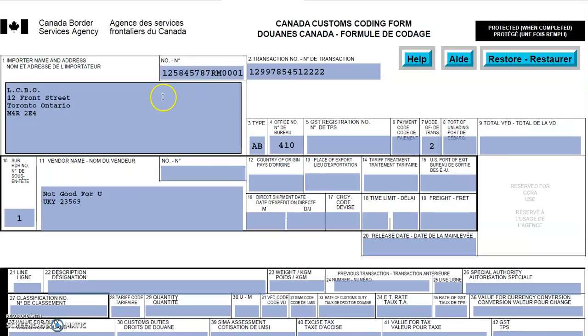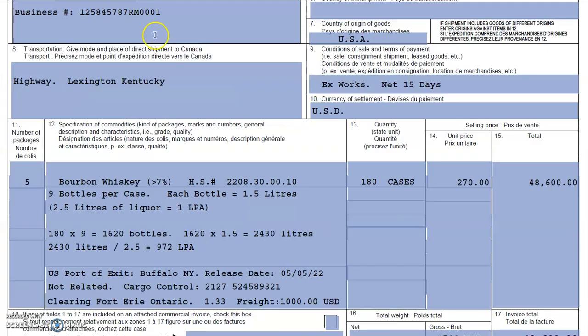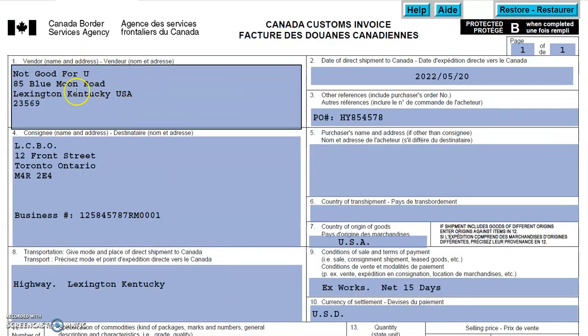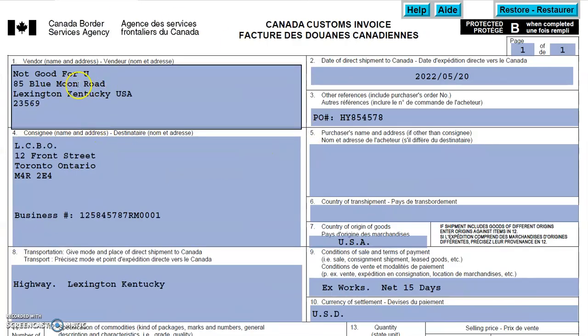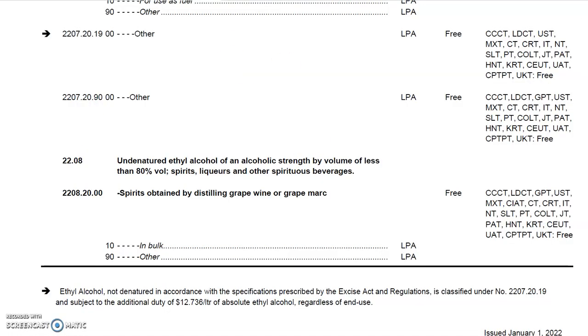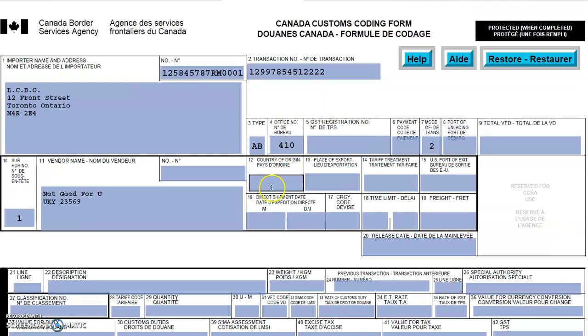We need to fill it out. I've already filled out the importer, transaction number, type, and office number. The vendor name is just the name of the company plus the state code and zip code because it's from the United States. That's all we put; we don't put the address. The country of origin is United States, Kentucky, so that state code is UKY. If you want to look it up, you can, but I know them by heart.